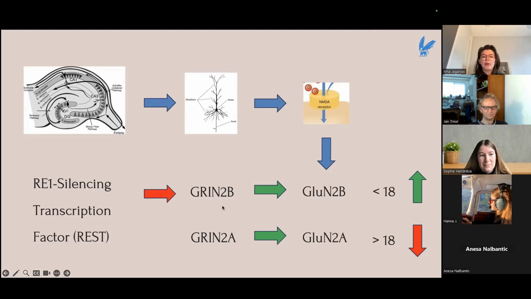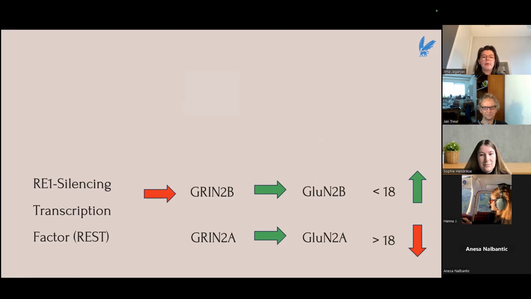And when does this happen? It happens when you mature. When you mature, as I already told, you get much more GluN2A subunits compared to GluN2B because the neurons mature. And this is done because of this REST. REST blocks GluN2B, and in turn, there will be less GluN2B. So this is usually what happens when you get older.